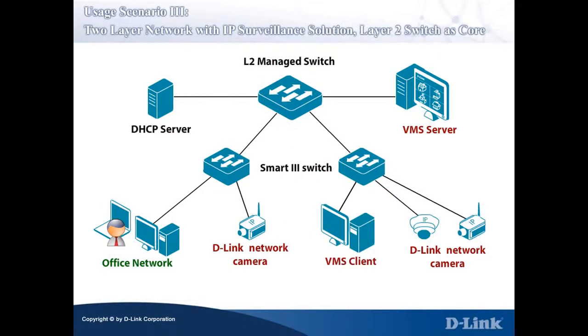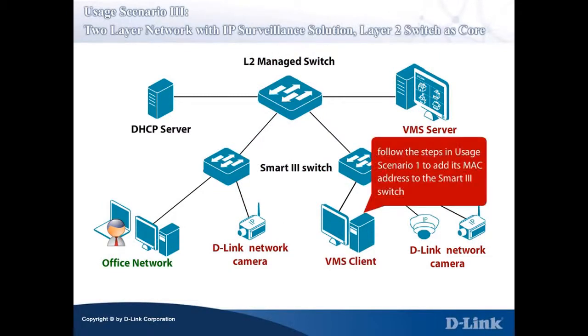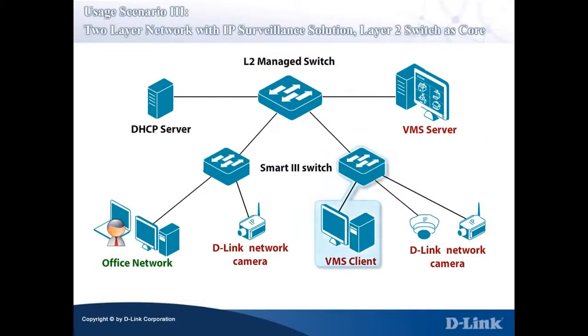For VMS client, follow the steps of the user-defined MAC settings in Usage Scenario 1 to add its MAC address to the Smart 3 switch. The VMS client will be recognized by the Smart 3 switch and be put in the Auto Surveillance VLAN. The packets sent from the VMS client have the priority set to high. We can verify the IP surveillance configuration in the Smart 3 switches by the following steps.